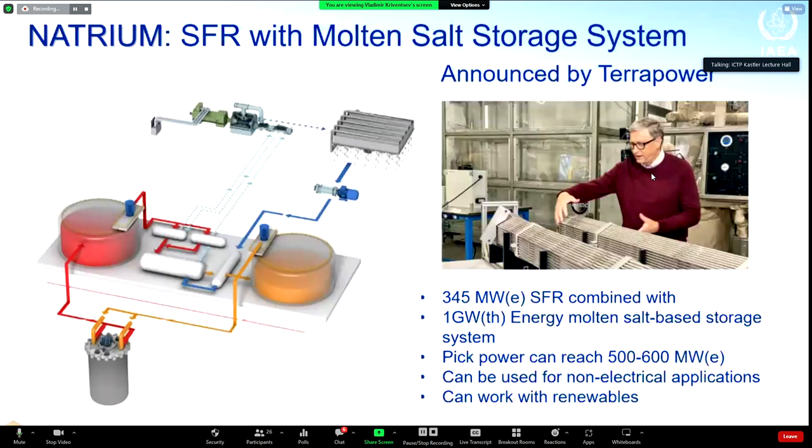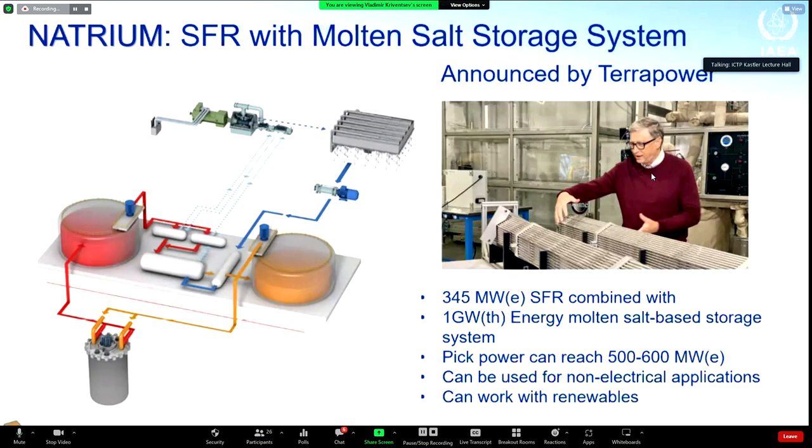There is one concept which combines molten salt technology and a traditional sodium-cooled fast reactor. It's the new Natrium reactor announced by TerraPower, which has a normal SFR, 345 megawatt electric, combined with a storage system filled with molten salt, which, remember, has huge heat capacity. So in this case, when electricity is not required, the reactor is working to heat up this molten salt and store energy there. And when, let's say, on a sunny day, we have solar panels which generate electricity, the clients don't need electricity from the nuclear power plant.